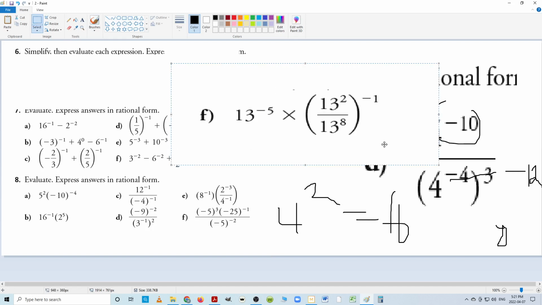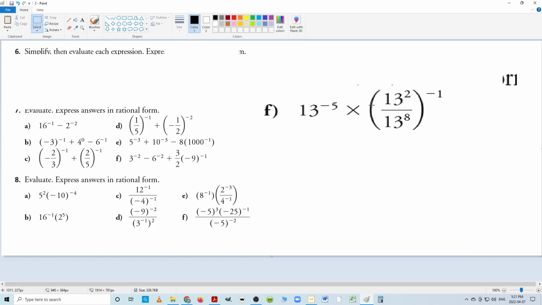And here you've got to do the brackets first. But the nice thing about the negative 1 is you can just swap the top and the bottom. And that just becomes 1. And 1 is just that. And so you can do 8 minus 2. 8 minus 2 becomes 13 to the 6. I can just get rid of this bottom now. Now I can add these exponents. Minus 5 plus 6 is plus 1. The answer is 13 to the 1, or just 13.